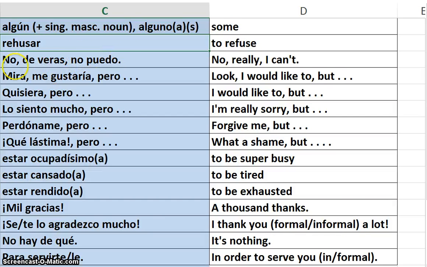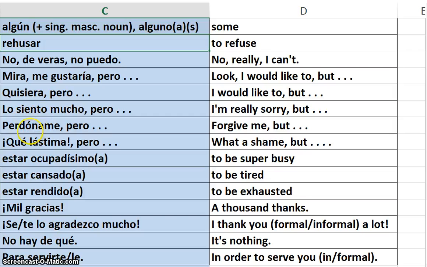Rehusar is to refuse. No, really, I can't. Look, I would like to. This is that conditional tense again. Again, you don't know it yet, but it's just a more polite way of speaking. Would like to do something. I would like to, but this is a form of querer. It's technically the imperfect subjunctive, which can also be used for polite requests. Again, you don't have to know the science behind it, but quisiera comes from querer, and it's polite.